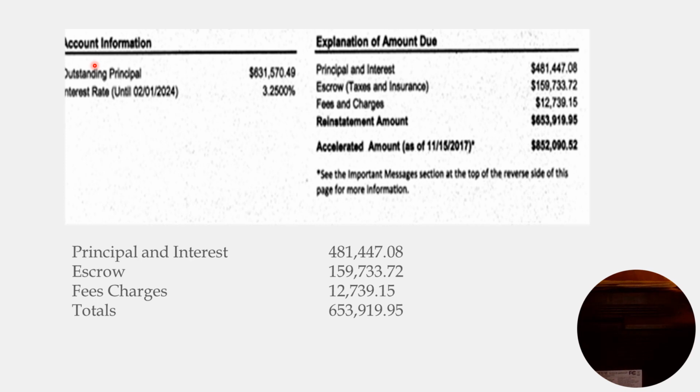Can you see? You may not see, but you can read. All right. So I got an outstanding balance, $631,570.49, and a rate of 3.25, which includes principal and interest. That, my friends, is going to unlock the door, and that is the key to getting out of this dungeon.